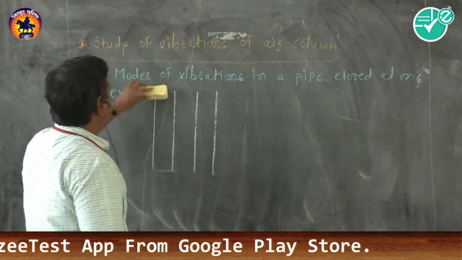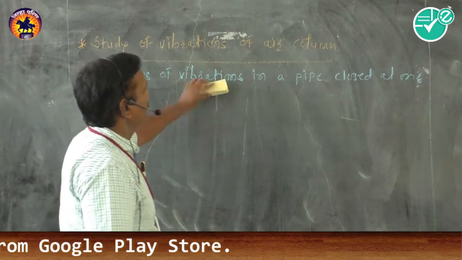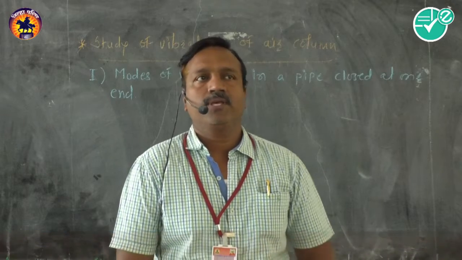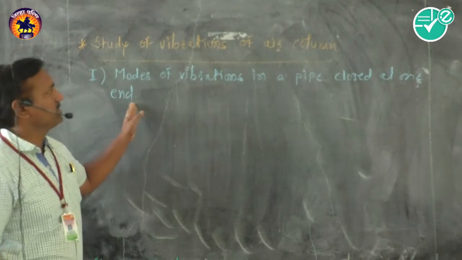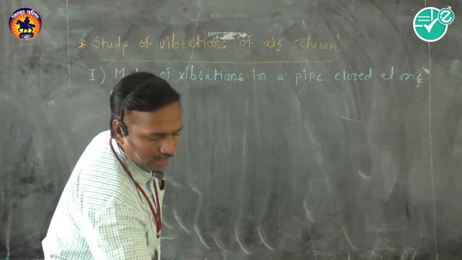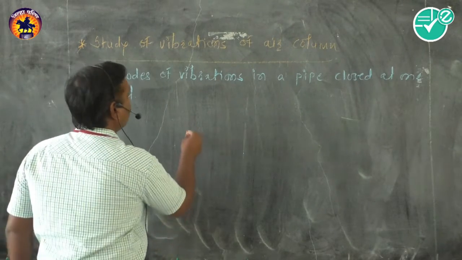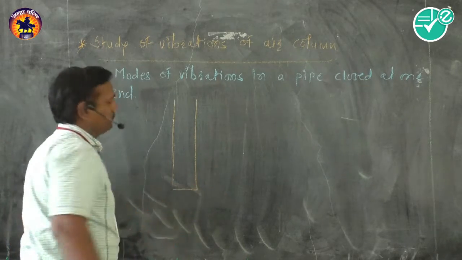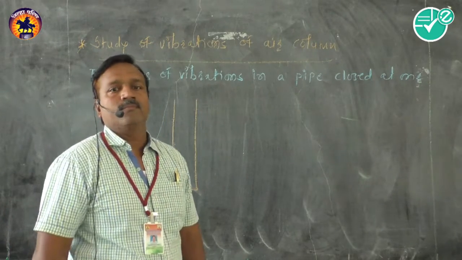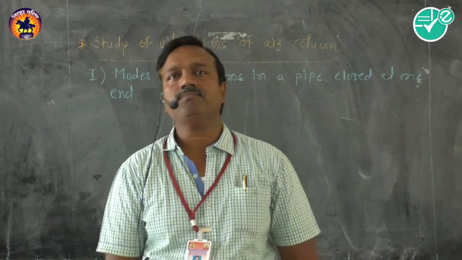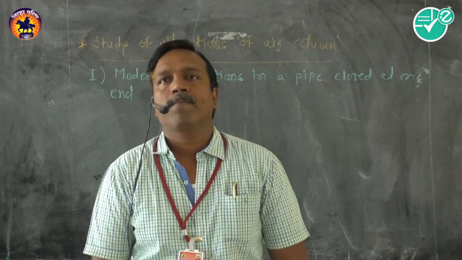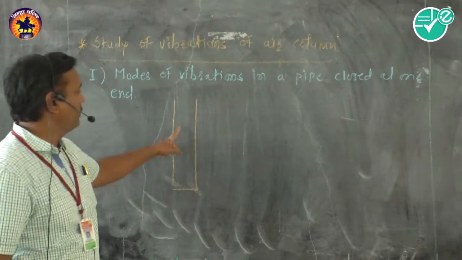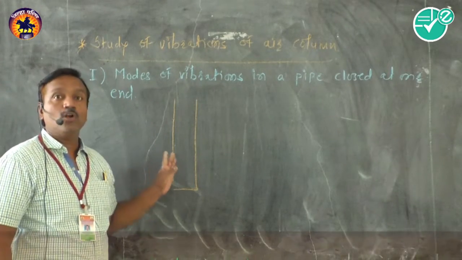See this, the modes of vibrations in a pipe closed at one end. By saying this, one can say that the organ pipe which is given is open at one end and closed at one end. Let us see what happens whenever the sound waves travel within this pipe which is closed at one end. This is the organ pipe.